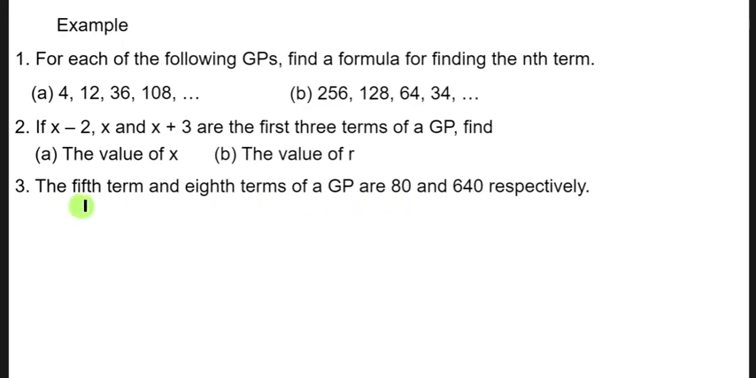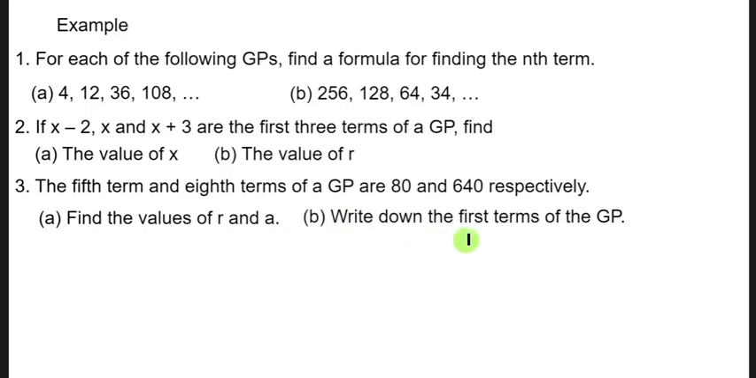The fifth term and 80 terms of a geometric progression are 80 and 640 respectively. Then they're saying A, find the values of R and A, then B, write down the first terms of the geometric progressions. All right, so these are examples that we are going to answer to show you how to answer questions coming from geometric progression.